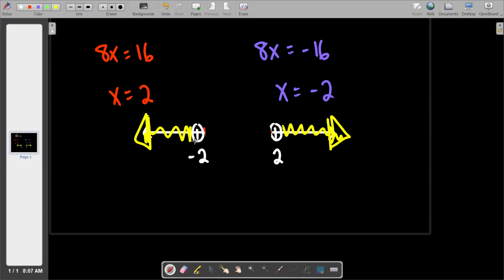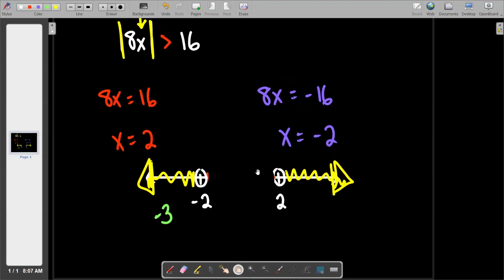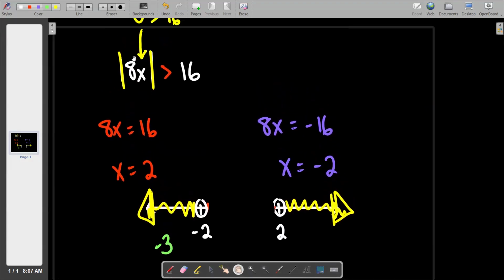What's a number that's to the left of -2? So let's test -3. And again, to do that, we're going to go back to the original problem at the top, and we're going to put -3 where that arrow is pointing. What's 8 times -3? -24. And what is the absolute value of -24? 24. Is 24 greater than 16? Yes, and that validates that this yellow shading is legit.